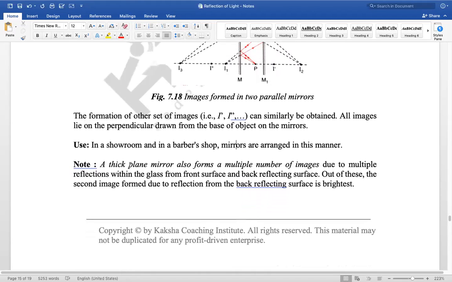Note that a thick plane mirror also forms a multiple number of images due to multiple reflections within the glass, from the front surface and the back reflecting surface. Now, out of these, the second image formed due to reflection from the back reflecting surface is the brightest.